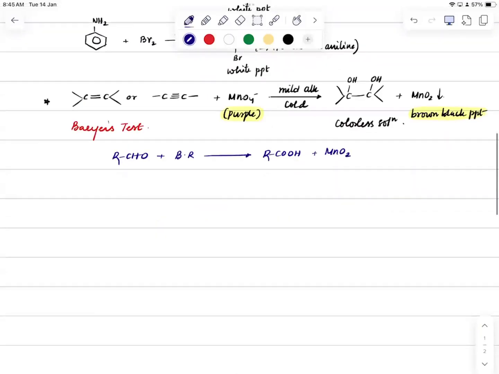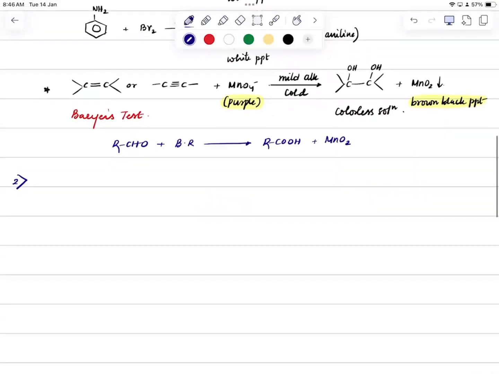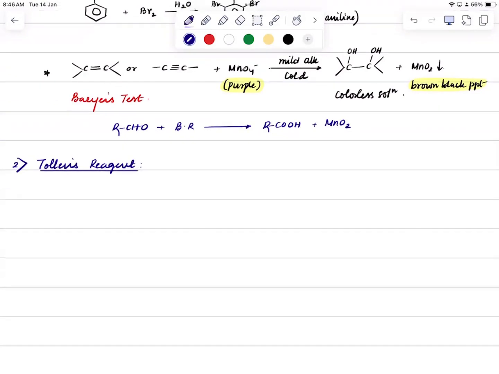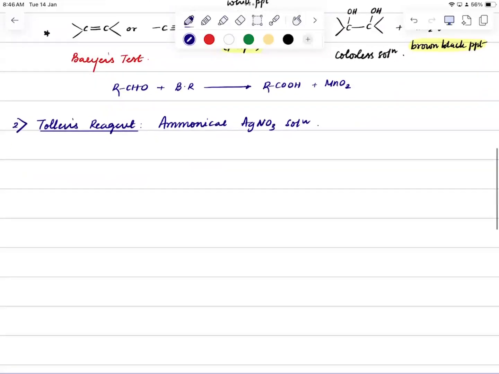Right. So let's check out the second one. Second one is identification of aldehydes, which is Tollens reagent. Tollens reagent is ammoniacal AgNO3 solution. Got it? So this is used in two places. One is for identification of aldehydes.